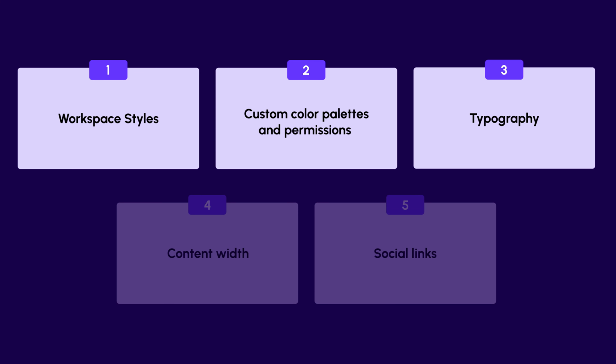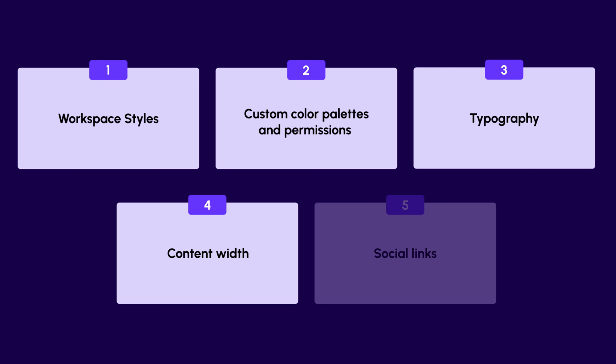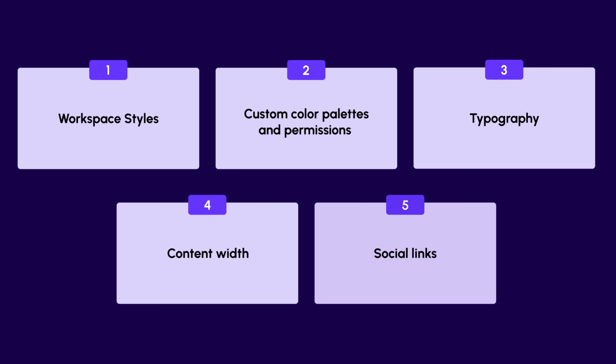We'll talk typography and how to set default fonts and customize them for your titles, text, and buttons. We'll also show you how you can add your own custom fonts. Then we'll explore content width to define the default email width size that is set when creating new emails. And finally, we'll show you how to save your social links so they're readily available in your designs.